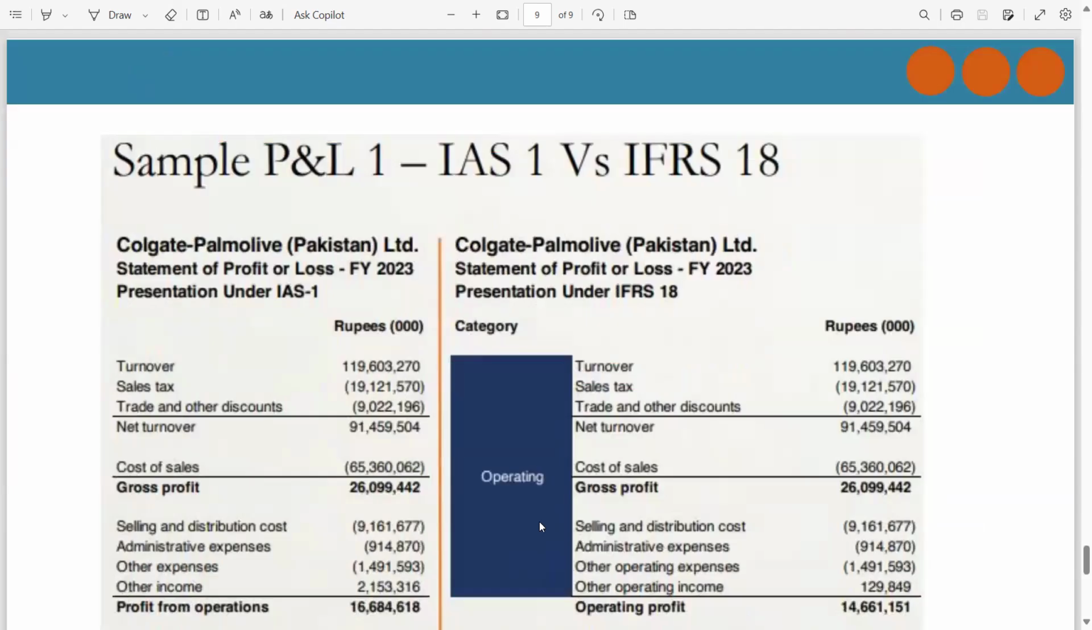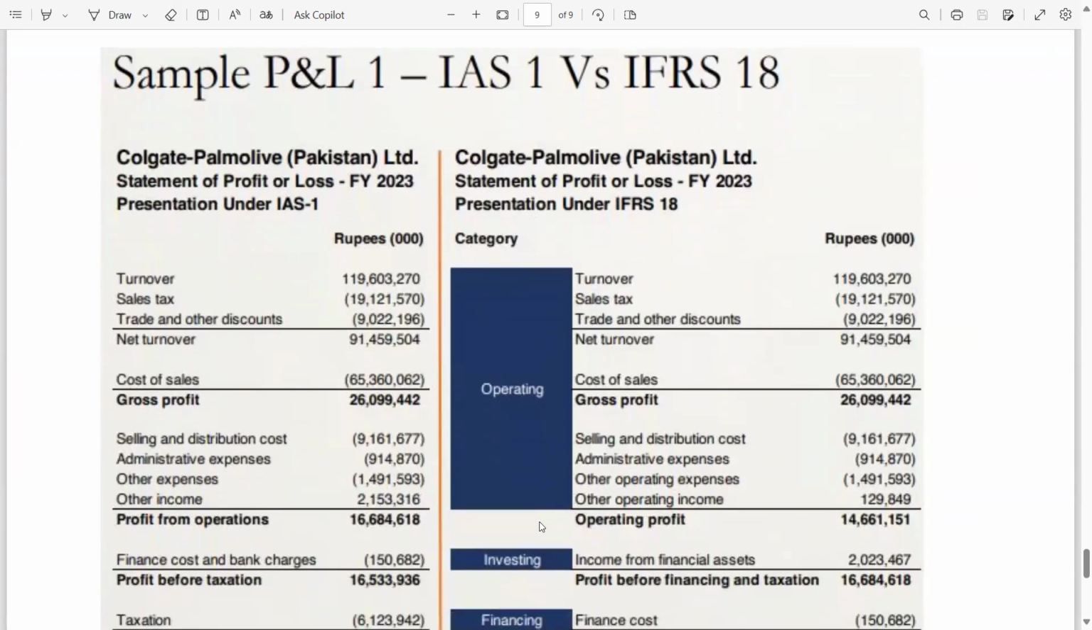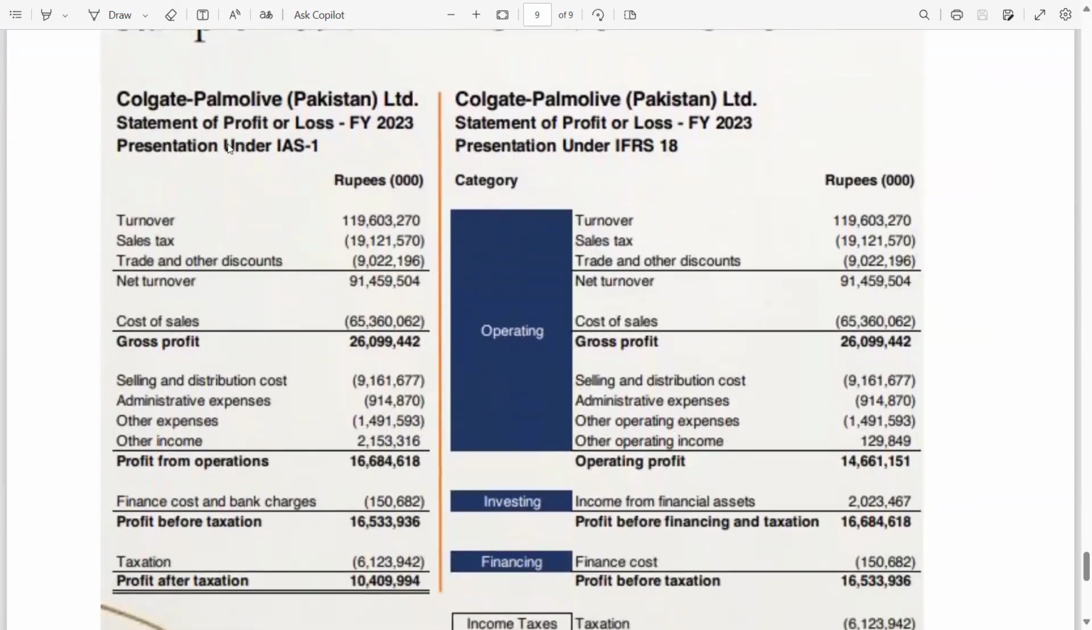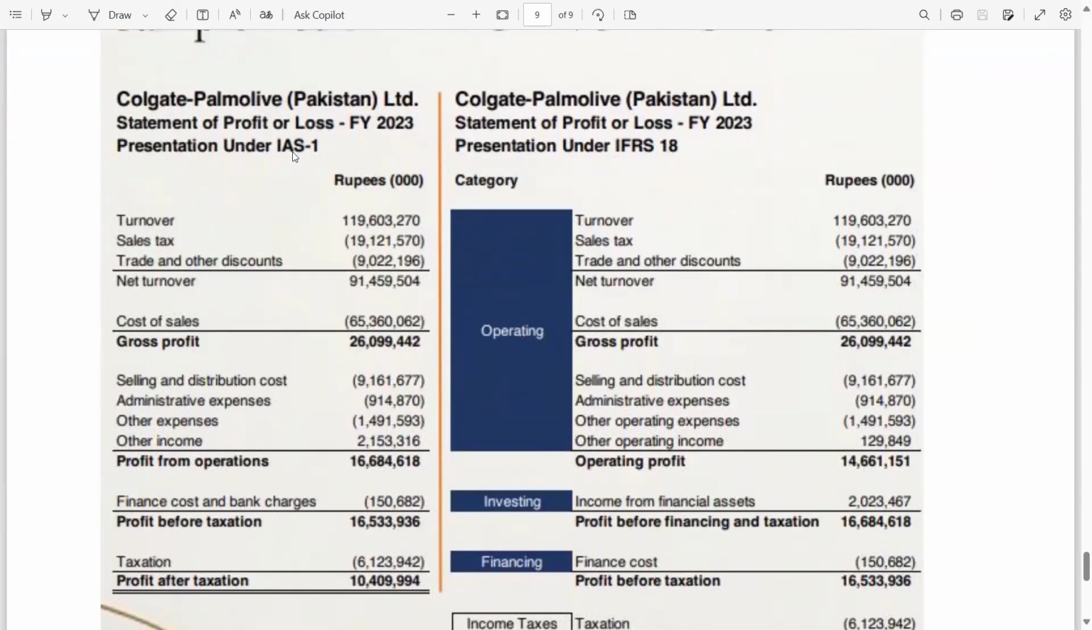Now there is a sample of profit and loss, IAS 1 versus IFRS 18. This is Colgate Palmolive Pakistan Limited statement of profit and loss for financial year 23, presented under IAS 1. These visuals have been taken from the PSX site. Now in IAS 1, we have revenue, sales tax, trade and other discount. Then we have net turnover. Cost of sales, if we subtract cost of sales from the revenue, we will get gross profit.